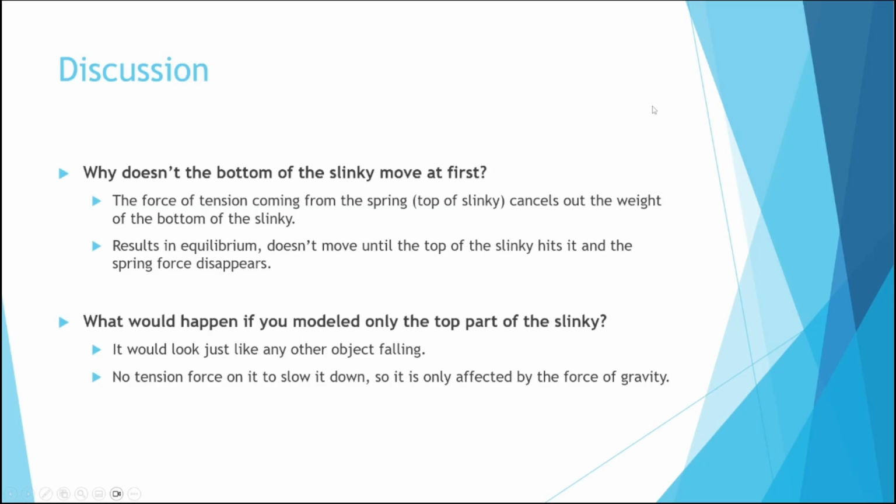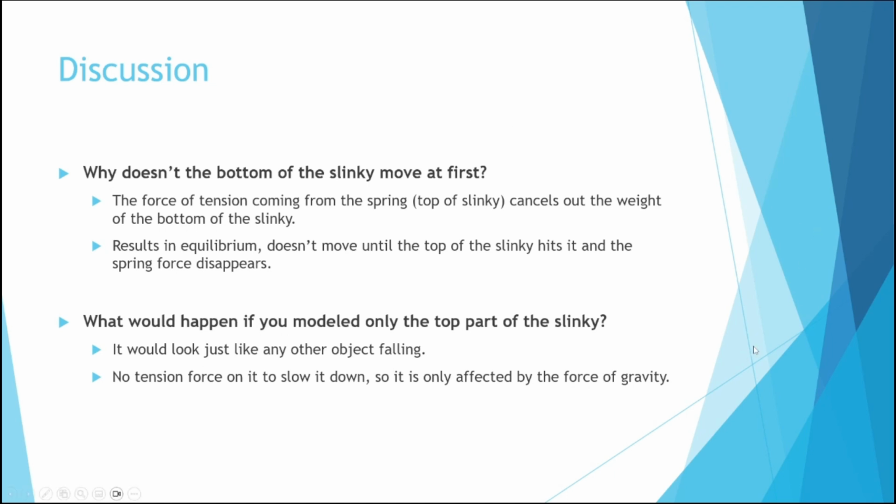For the discussion question, the first one is, why doesn't the bottom of the slinky move at first? As mentioned before, the force of tension coming from the top of the slinky cancels out the weight and the gravitational force from the bottom of the slinky. This results in an equilibrium, which causes the bottom of the slinky to not move until the top of the slinky hits it and the spring force, or the tension force from the top, disappears.